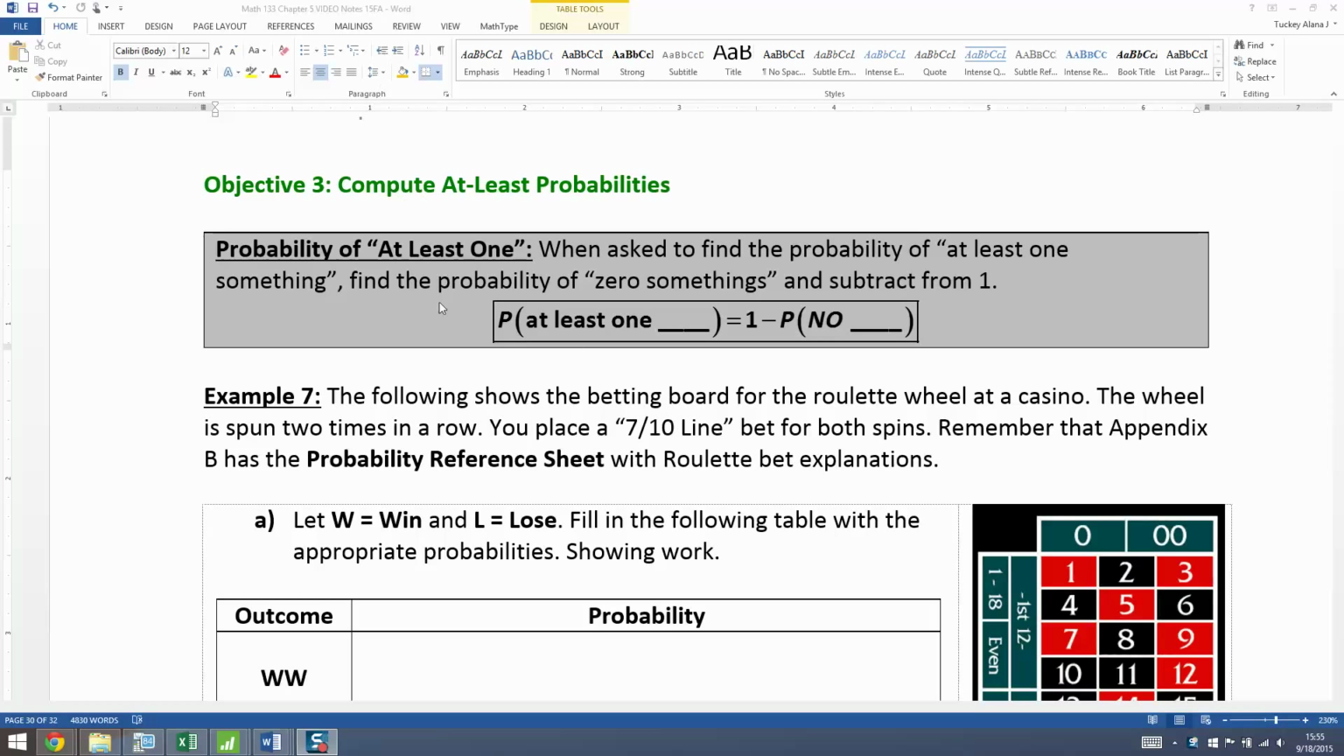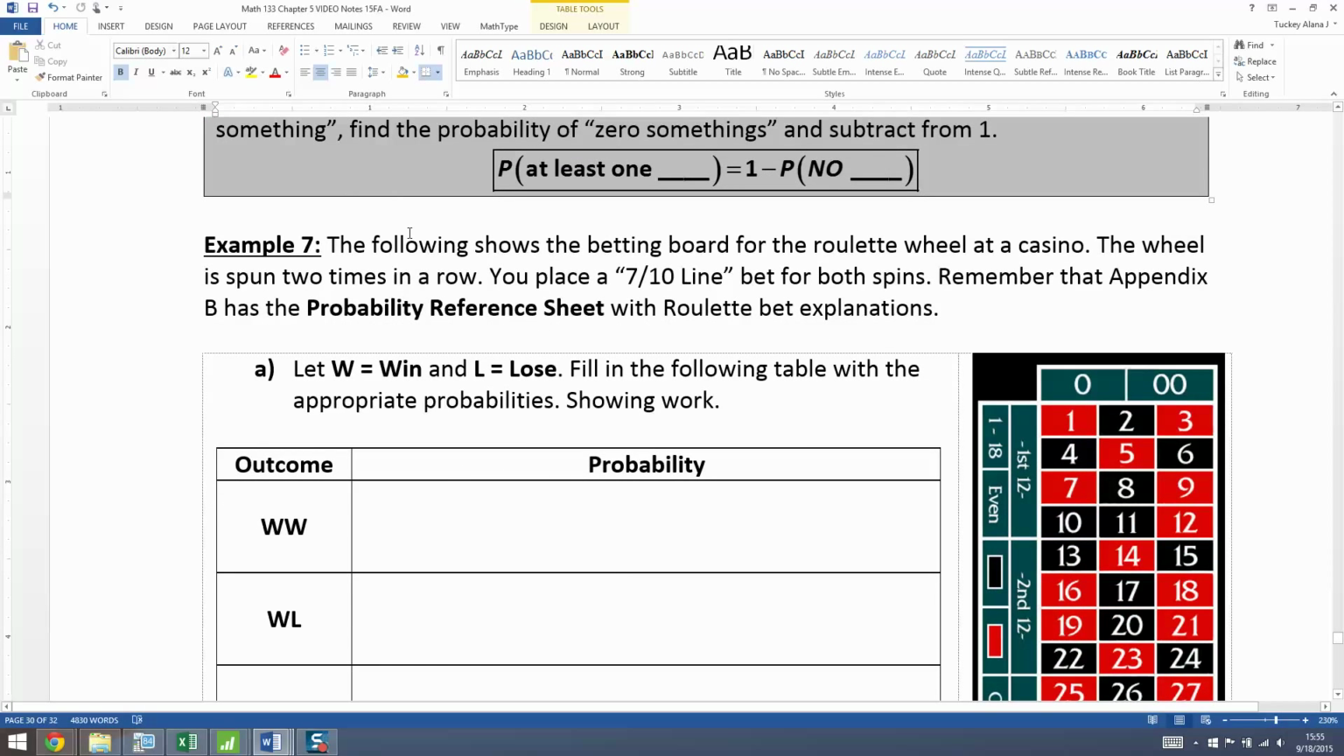Now we have a little definition box here that tells you what to do, and that's to find the probability of 0 somethings and subtract it from 1. So if you want the probability of at least one star, find the probability of no stars and take it away from 1. Let me see if I can explain that in a way that has context.